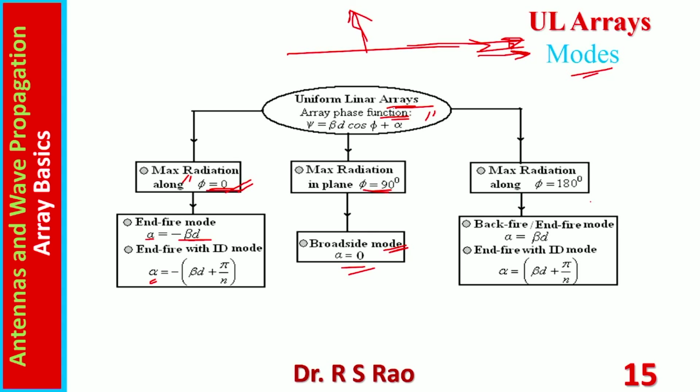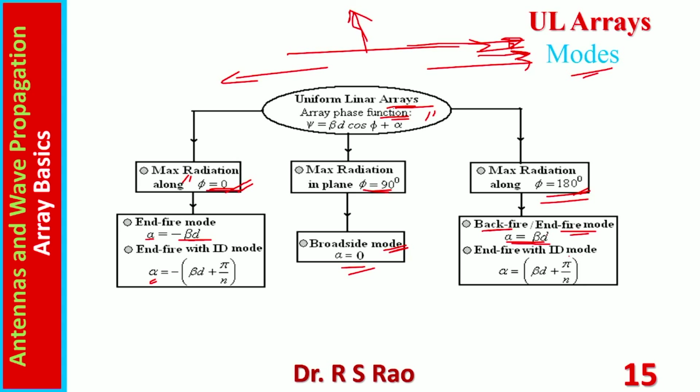Some more modes are also introduced here. Maximum radiation can be along phi equal to 180 degrees, that is opposite to the length of the array. This is the length of the array direction; opposite means in this direction, indicated by phi equal to 180 degrees. It is also called end fire mode, but perhaps a more apt term is backfire. Backfire mode of operation comes into being when alpha equals beta d. When alpha is minus beta d, it is ordinary end fire. When alpha is beta d, it is backfire.